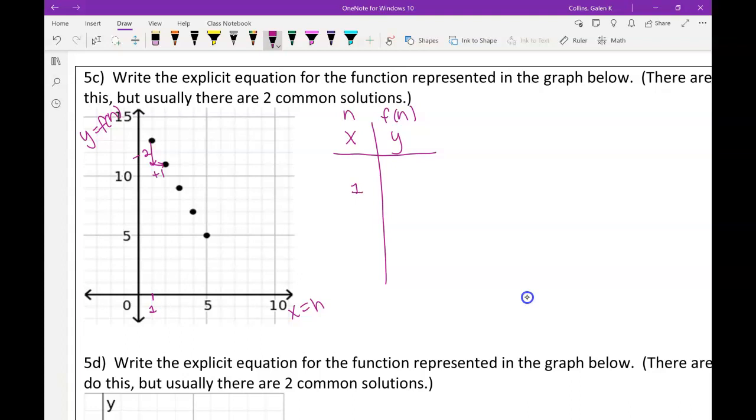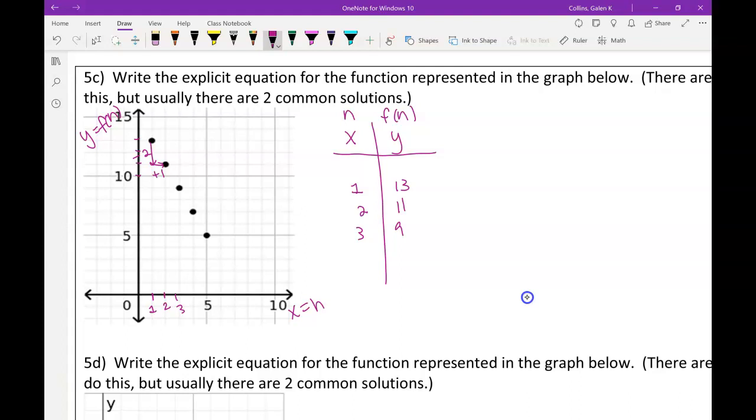But when x is 1, or when n is 1, it looks like my y value is, let's see, 13. When x is 2, well, we said we're going down by 2 and that we could see that in the graph. So when x is 2, y is 11. When x is 3, y is 9, and so on. You could keep going, but we probably have enough values to get our equation.